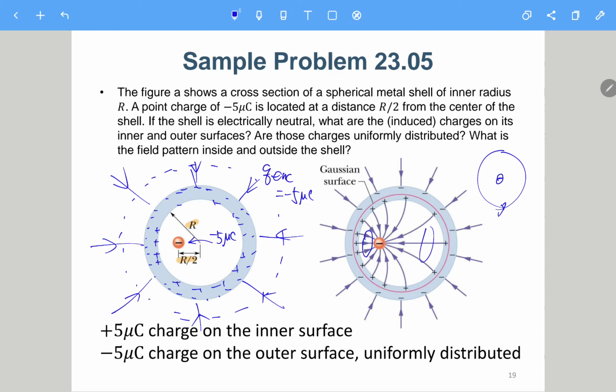So actually, we can say that there is 5 mu c charge on the inner surface, because the free electrons of the shell are repelled by this 5 mu c, so the remaining inner surface charge should be positive, which would be 5 mu c, and all the 5 mu c will go to the outer surface, uniformly distributed.